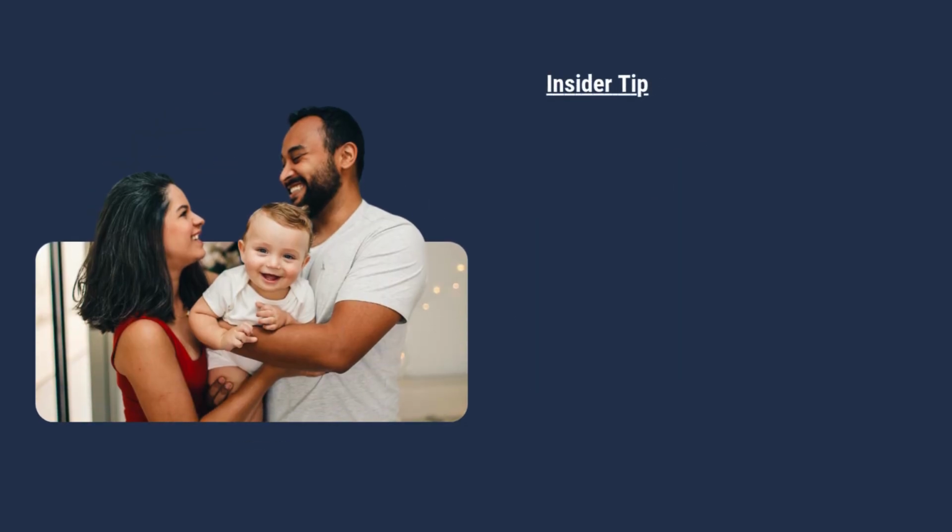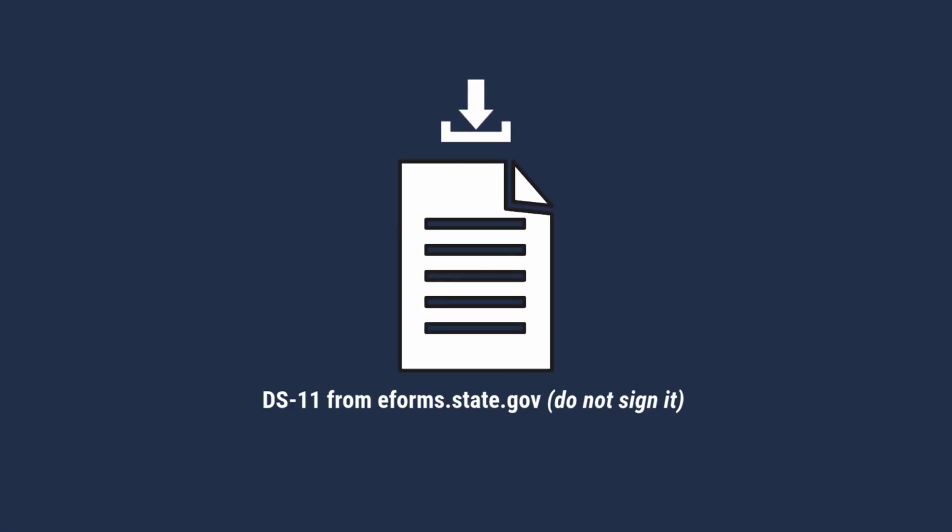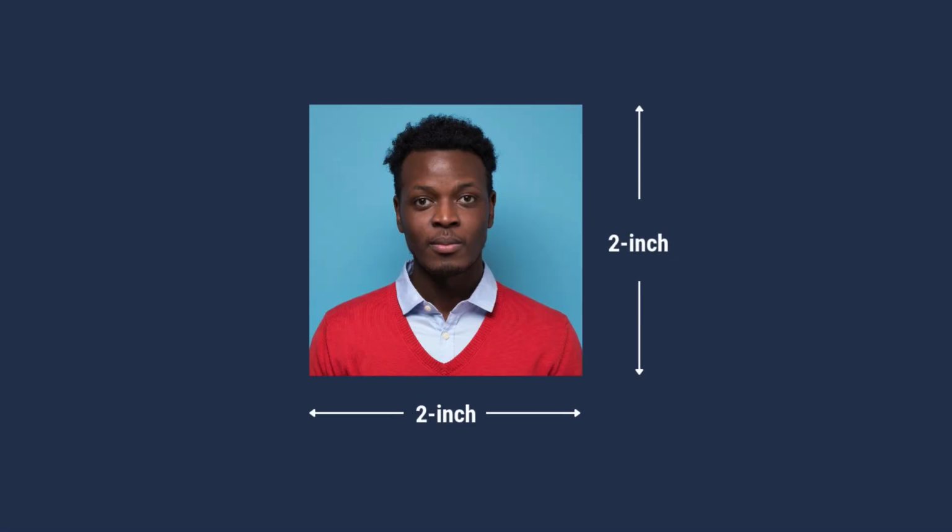Insider tip: it is a good idea to apply for your child's passport at the same time as the CRBA interview. Prior to your appointment, download Form DS-11 from eforms.state.gov and fill out all the information, but do not sign it. You will also need to obtain a 2-inch by 2-inch passport photo prior to your appointment.